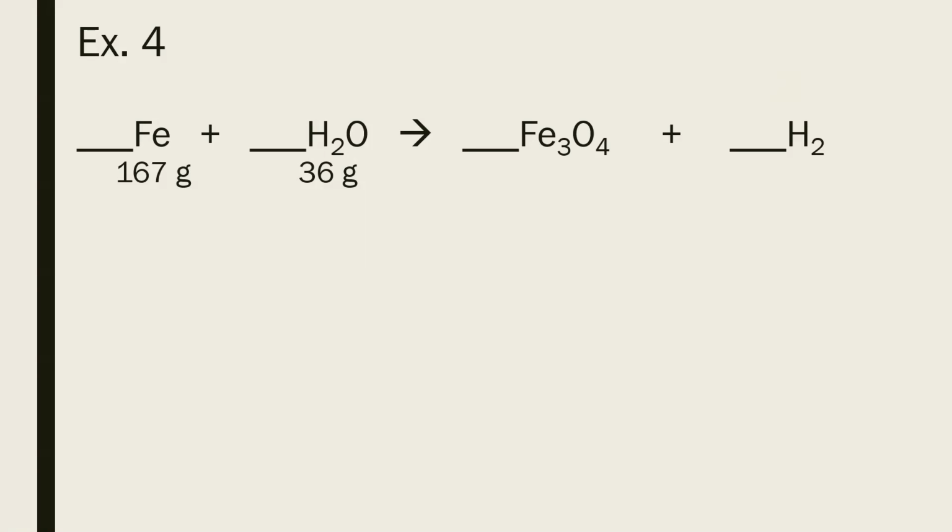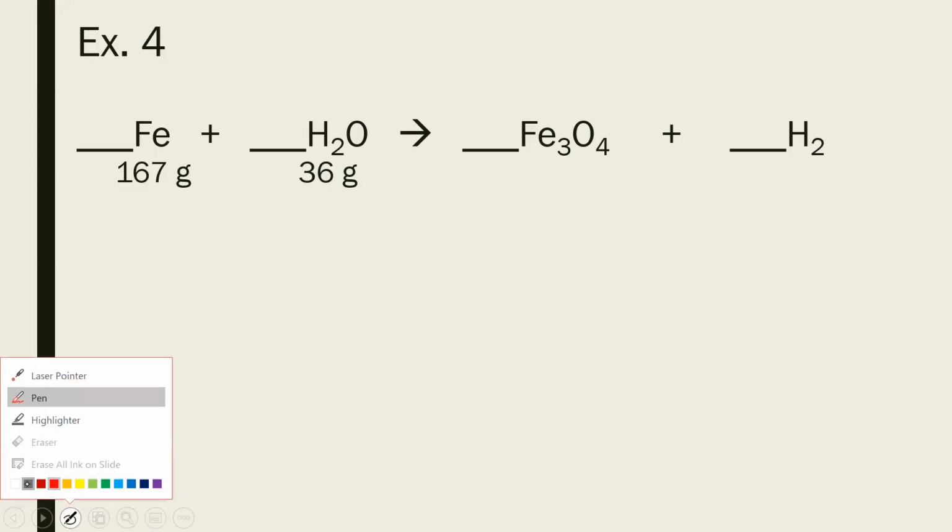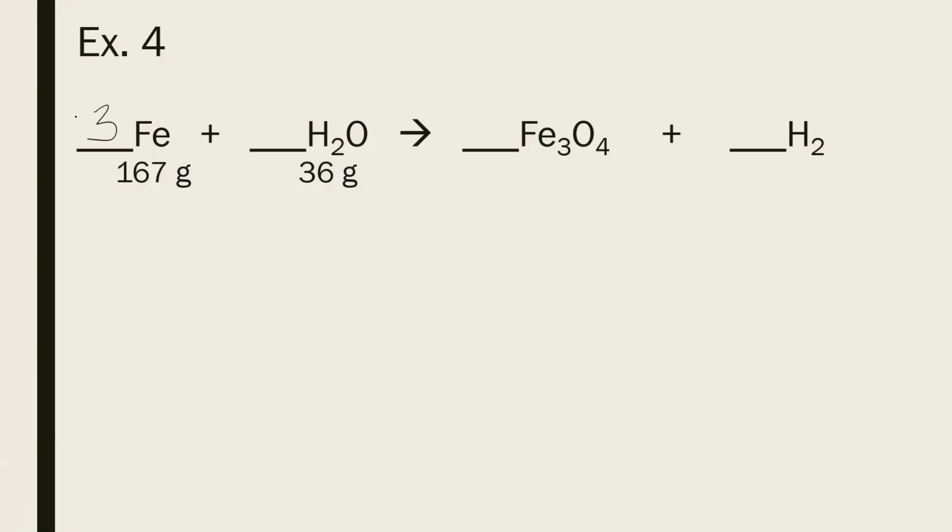Okay, so on Monday, you should have watched the first video on chapter 9.2 and you should have completed this problem. If you go back to your notes from the other day, you should have this problem done. We first balanced it, and then we did the comparison between the iron and the water to determine which was the limiting and which was the excess.